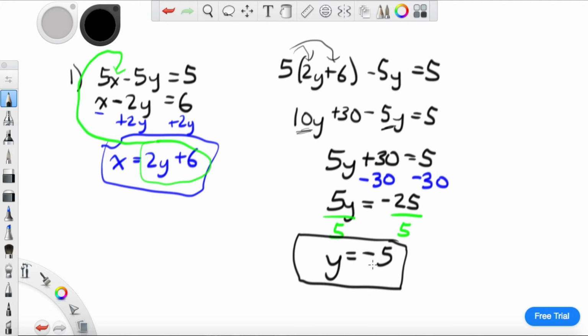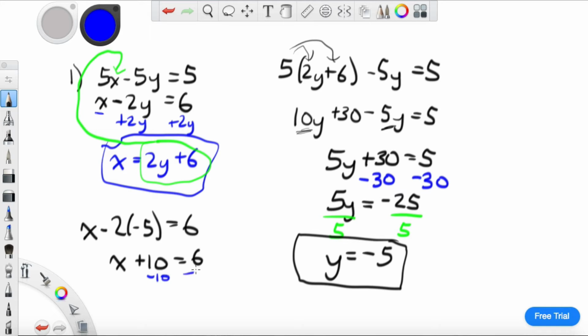Now what I can do is take that and substitute it into one of these for y, and I can get my x. So let's say x minus 2 times negative 5, because that is what y is, equals 6. So x, negative 2 times negative 5 is positive 10. x plus 10 equals 6. I'm going to subtract 10 on both sides, and I get that x equals negative 4. So my answer is going to be negative 4 comma negative 5.